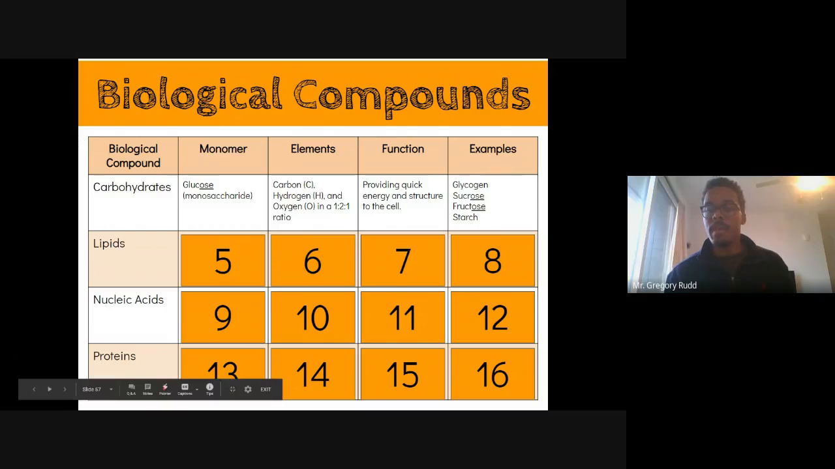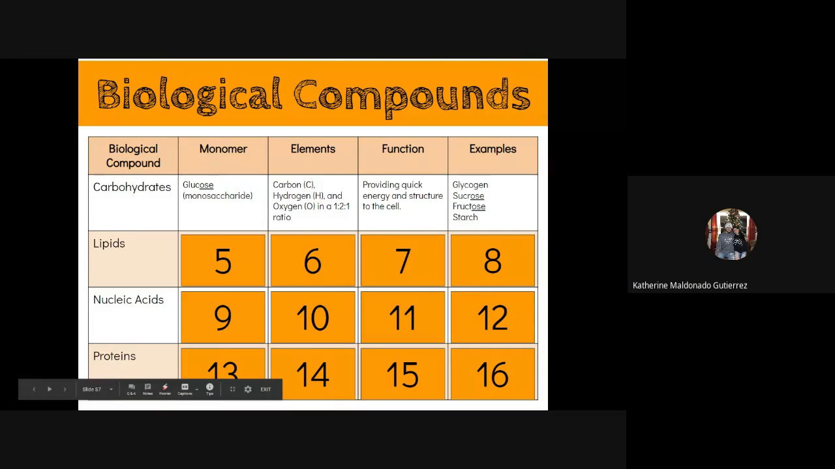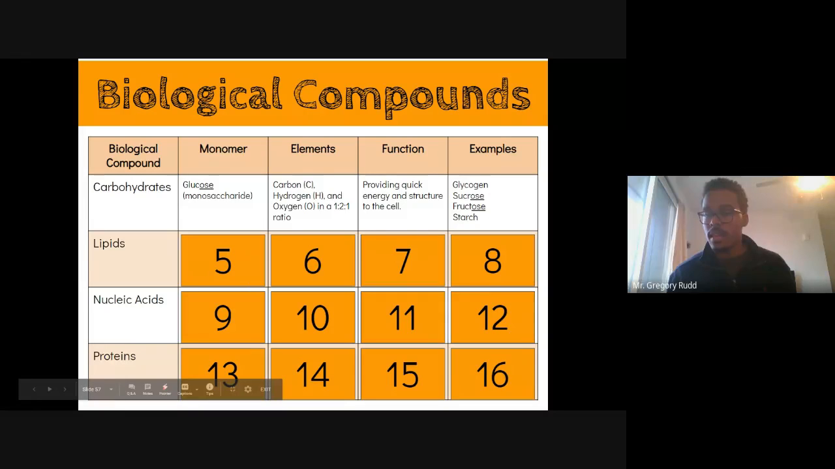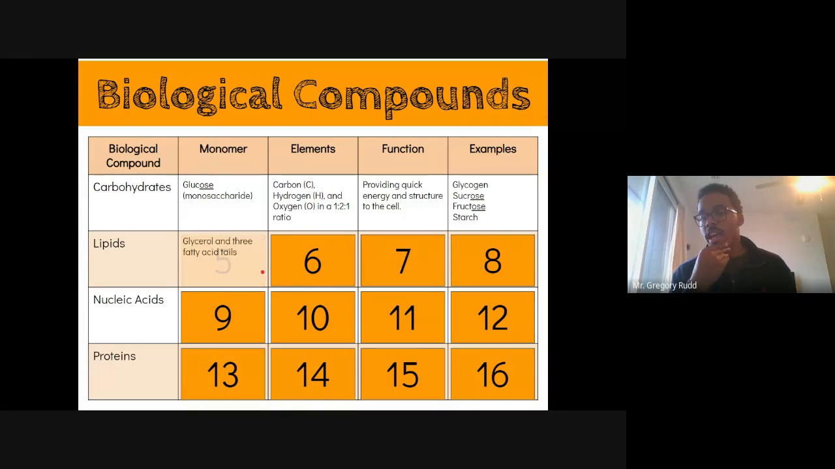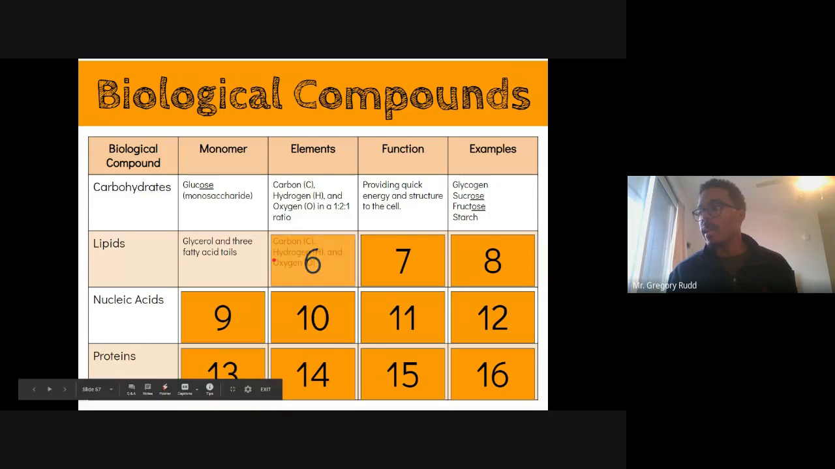What is the monomer that makes up a lipid? Glycerol and fatty acid. Good, thank you. Glycerol and 3 fatty acids. And thank you in the chat, Jason. I appreciate it. And what about the elements? Well, I'm just going to give you guys this one because they're the same elements that appear in all 4 biological compounds: carbon, hydrogen, and oxygen.